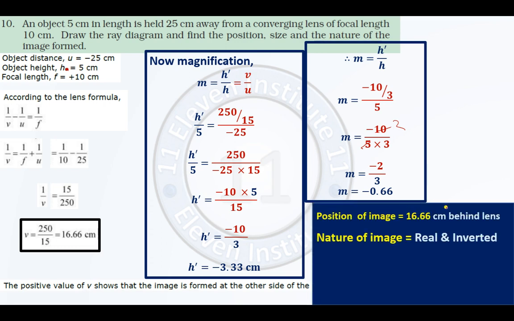So the position of the image is 16.66 centimeters behind the lens. Nature is real and inverted. Size is 3.33 centimeters, smaller than the object. And now we have to draw the ray diagram for this.